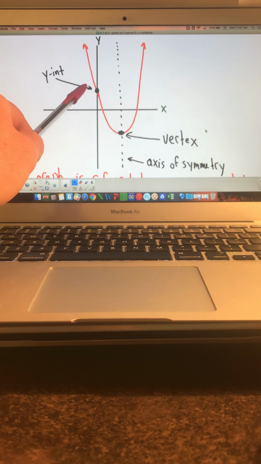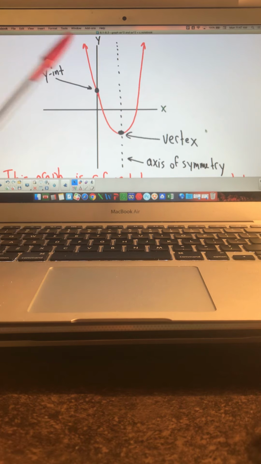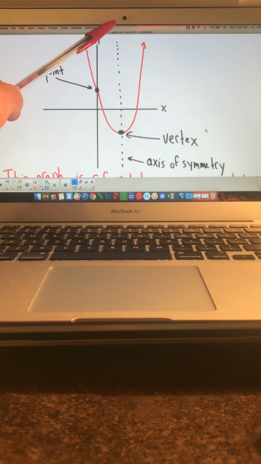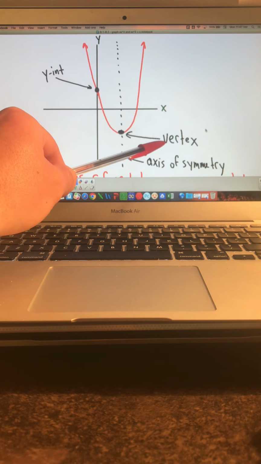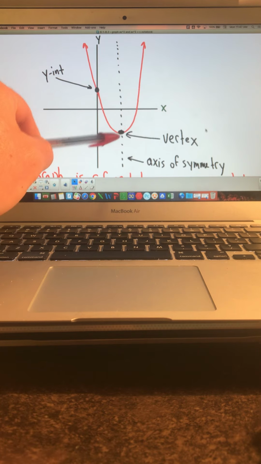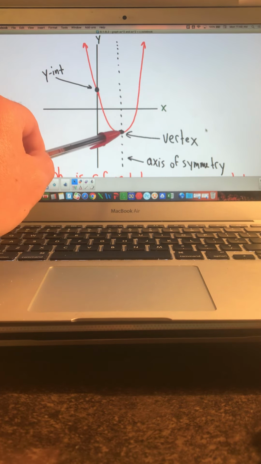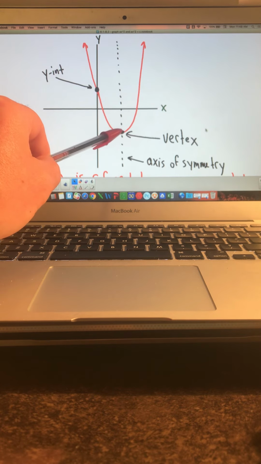Now that part of the U on the graph, at the bottom of the curve, or the top of the curve, which we're going to get to in a second, is known as the vertex. That's the focal point of our quadratic equation. We always want to know where this is.